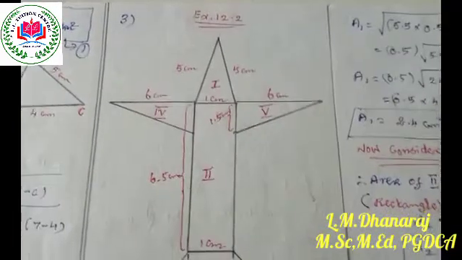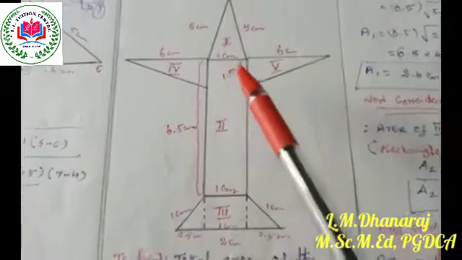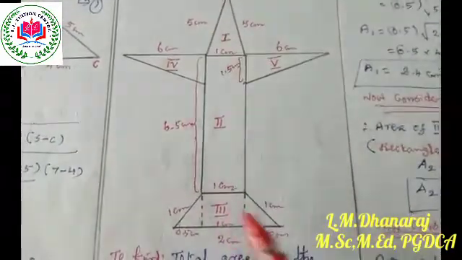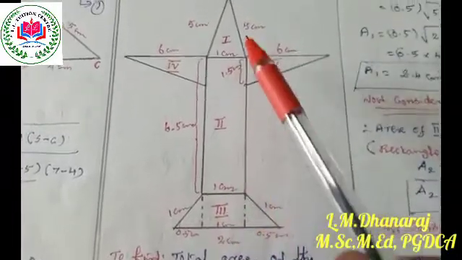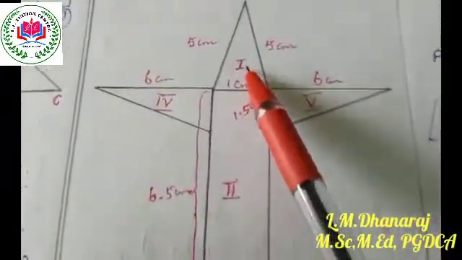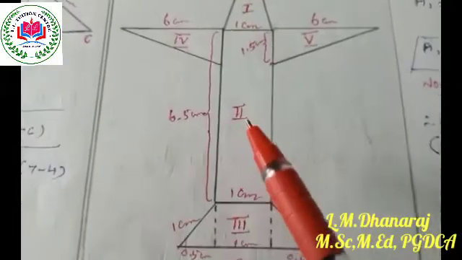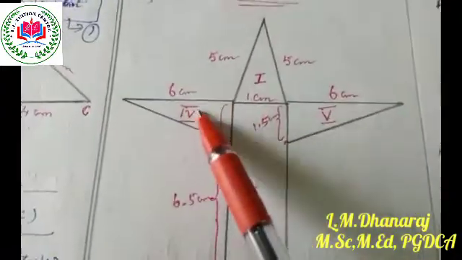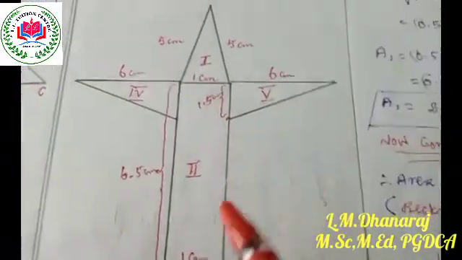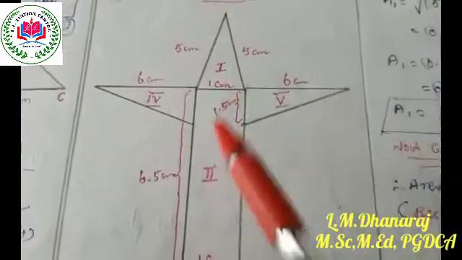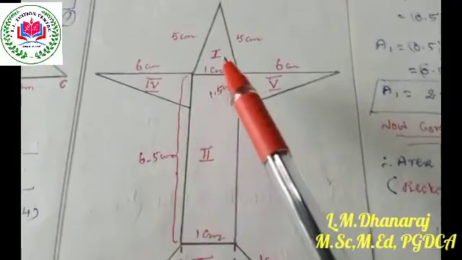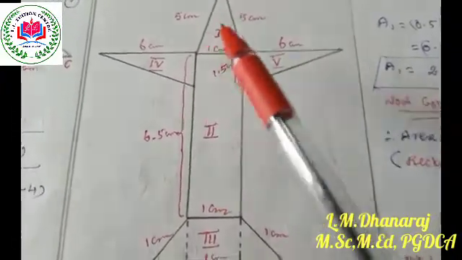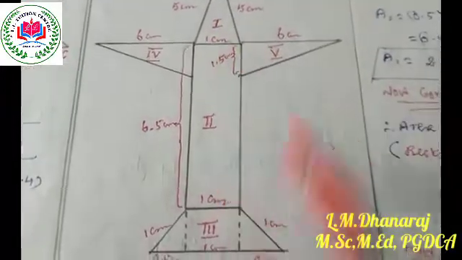Question number 3. This is the given diagram. Now we have to find the area of the entire portion. There are 6 portions split. This is portion 1, this is portion 2, this is portion 3, this is portion 4, and this is portion 5. Each measurement is given. So let us take each portion separately, find the area separately, and finally add them together.